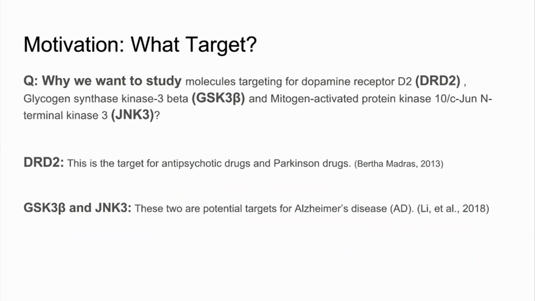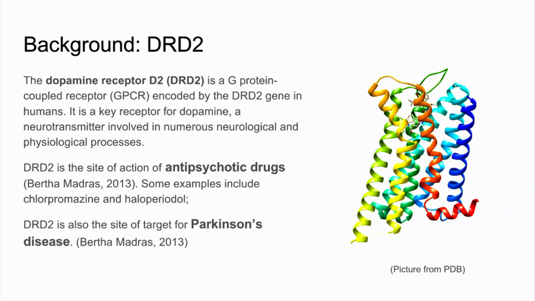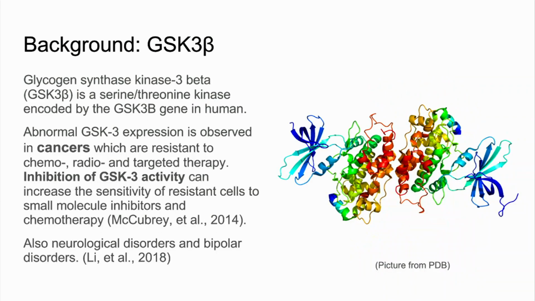So we choose these 2 datasets mainly because it's dopamine. DRD2 is a target from previous research. It's a target for the antipsychotic drugs and for the Parkinson's drugs, some neurological stuff. And so is GSK3 beta, and GSK3 is also a potential target for Alzheimer's disease. And this is just a PDB database. I acquired this structure from their database, and yeah, that's it.